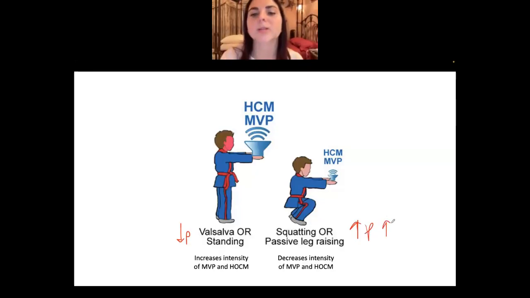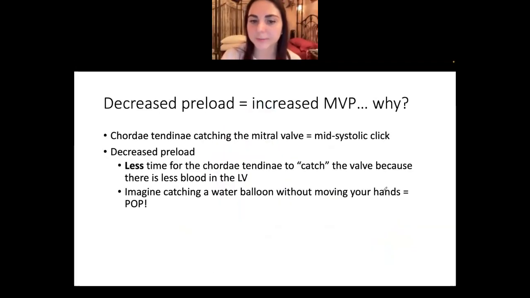Squatting, passive leg raise. So squatting increases preload, increases afterload. And then passive leg raise increases preload. That's going to make these softer because again, the amount of blood in the heart increases. So you can push the IV septum out of the way. You have more time to grab that prolapsed valve. So both of those murmurs are going to get softer.